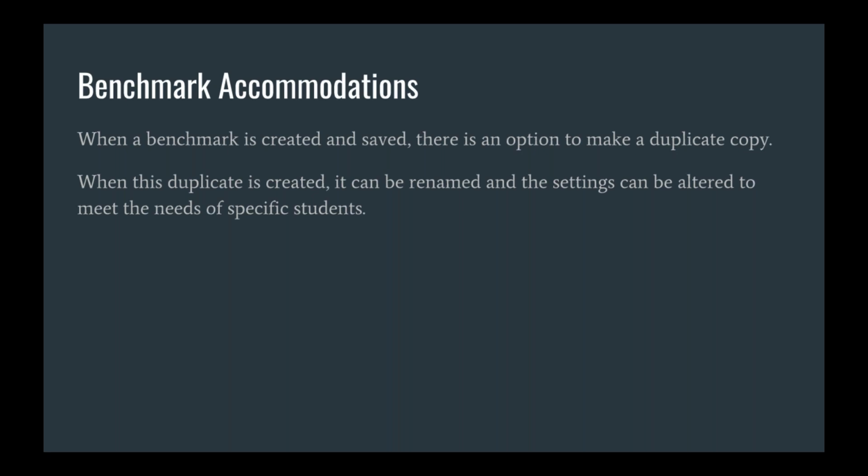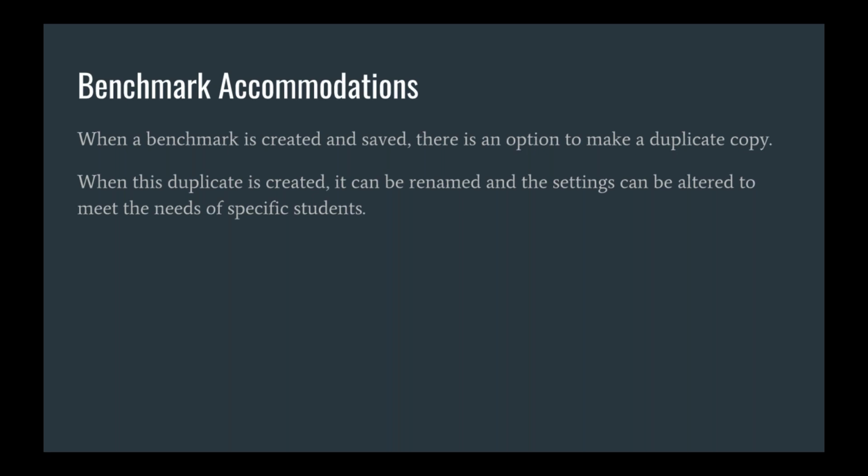Once you've completed building that benchmark, you can make a duplicate copy of it, go back into it and change the settings. So let's say we have a co-taught class. I could then go in and change some of the settings to where if I have a student who has reduced answer options as an accommodation, I can reset that setting for that one student and then assign that benchmark to that one student.